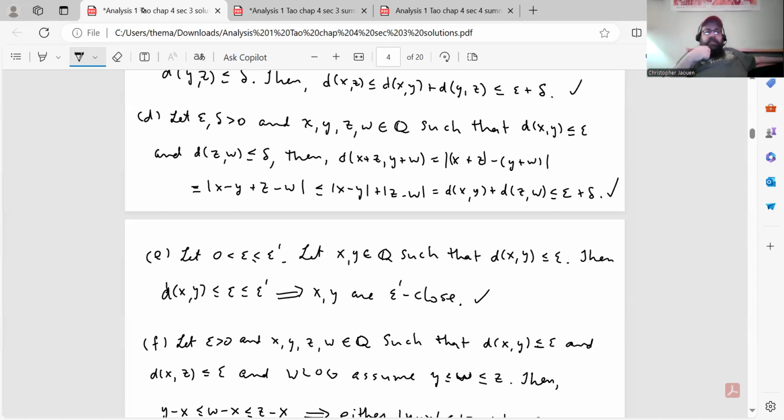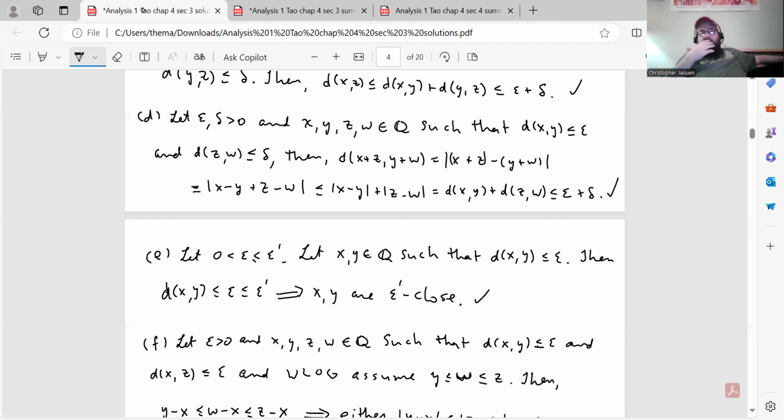addition of rational numbers. So I can rearrange things to the absolute value of (x minus y) plus (z minus w), which is less than or equal to the absolute value of x minus y plus the absolute value of z minus w by the triangle inequality for absolute value, which is equal to the distance between x and y plus the distance between z and w, which is less than or equal to epsilon plus delta. Therefore, x plus z and y plus w are epsilon plus delta close.